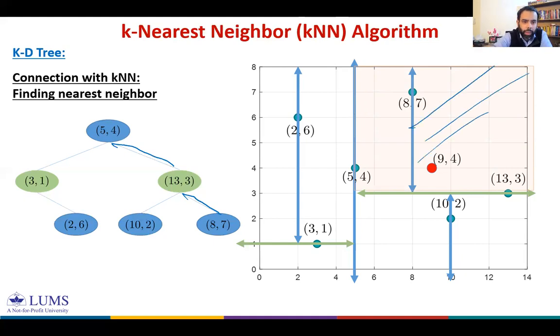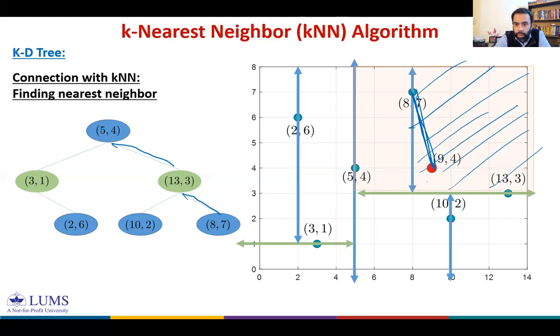I will comment on why I've chosen this. So I will be looking only at this region, and I will keep on scanning this region. Then I will traverse back. I will say (8, 7) is my nearest neighbor, and this is the distance to my nearest neighbor.